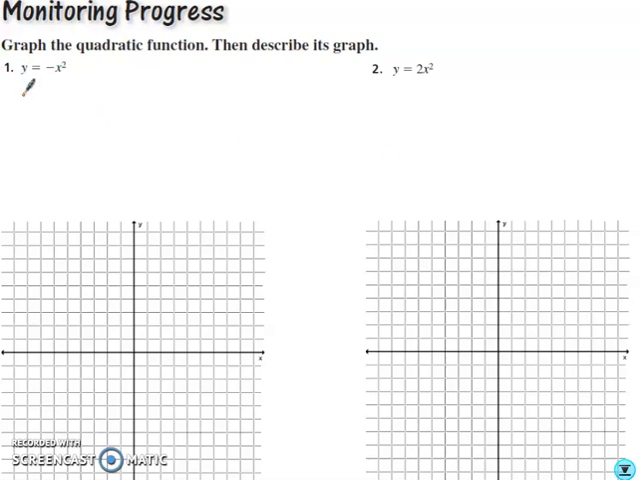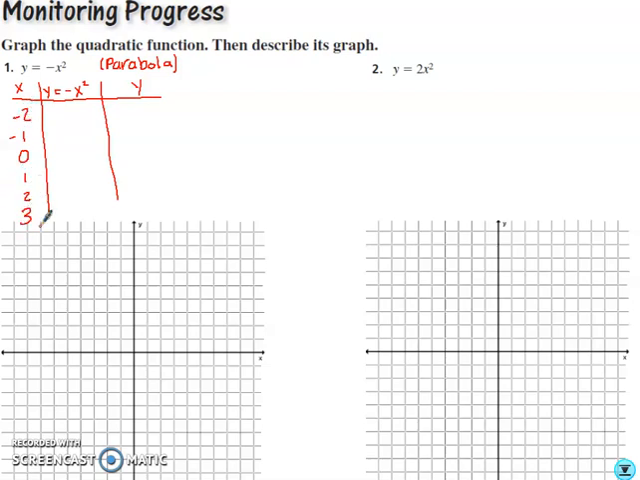So for example 1, I'm going to create a chart, find some points, and then graph this equation. I know that it is going to have the shape of a parabola because I do see that x squared in there. So I've got x, I've got y equals -x squared, and then I have my y values. So again, I'm going to go ahead and put in 0 as the middle. I'll go -1, -2 again. We could go to 3 if you're interested in finding more points.